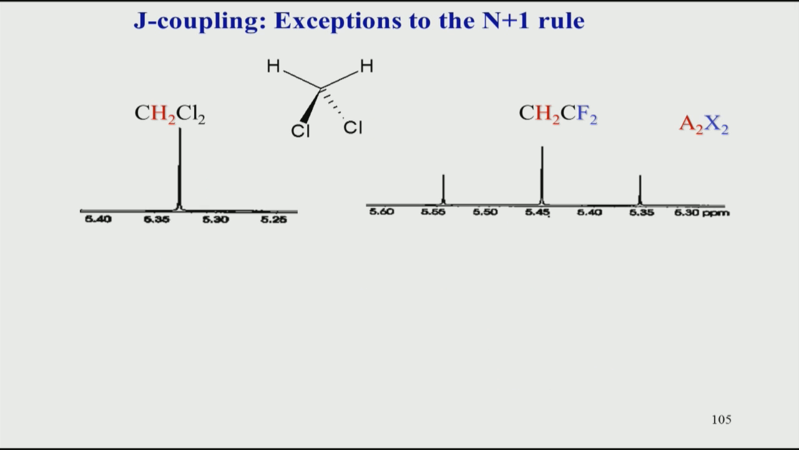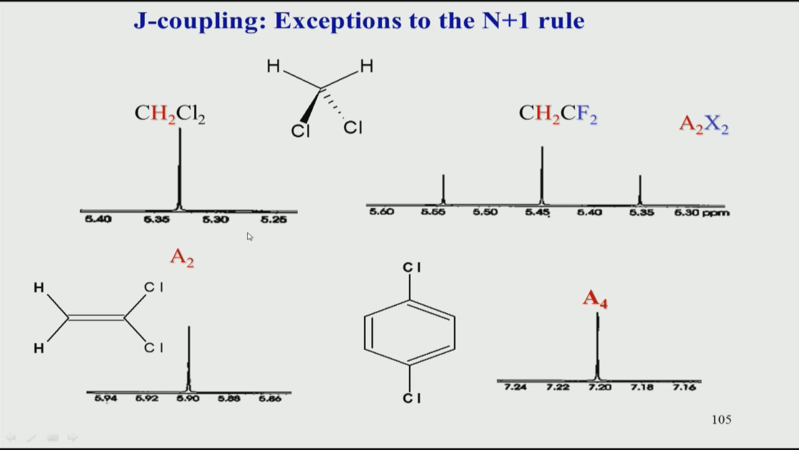We can go further and get different cases where there is an exception to the n+1 rule, but in all these cases they are equivalent hydrogens. When they are equivalent hydrogens, you do not expect a splitting. The point here is that these two hydrogens are chemically equivalent, so they will be split because of the fluorine. Similarly, here the two hydrogens are equivalent, so you do not see a coupling within these two. Remember, these two hydrogens have geminal coupling, they are coupled to each other, but you do not see the splitting because they are chemically equivalent.